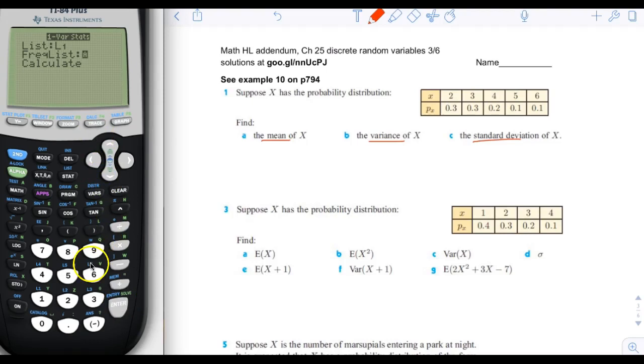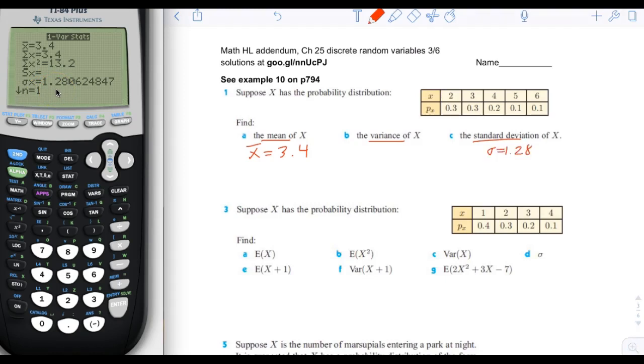In the frequency list, since we do have the proportion of when it becomes each number, we put that in as the L2 value. So second 2 gives us L2, and then we calculate. And x bar 3.4 is obviously the mean. So the x bar value is the mean. And then we can see later that the sigma x value is the standard deviation. So for sigma x, we put 1.28.